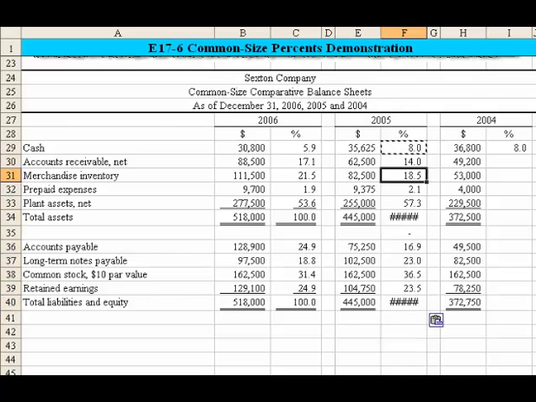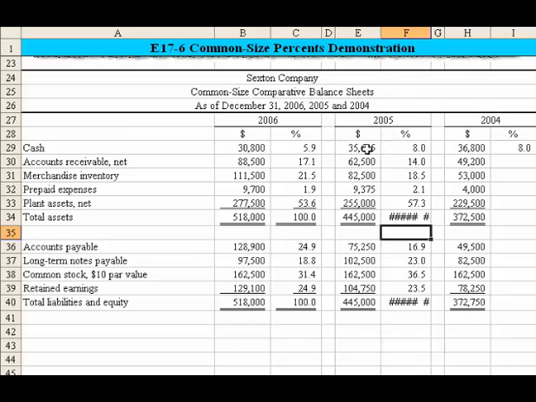I'll copy again. Delete this cell, widen it. Basically, the whole point is I'm taking every cell divided by the total assets. Nothing real sophisticated going on here.